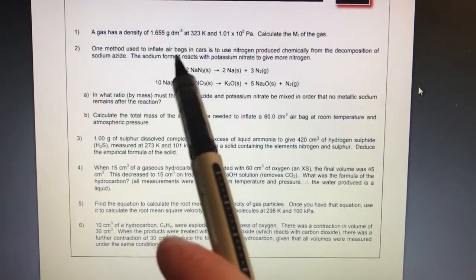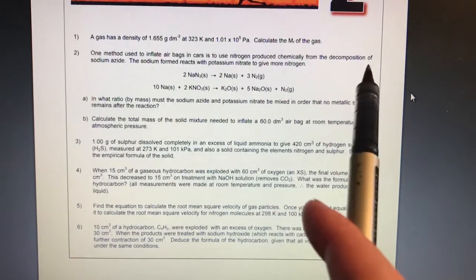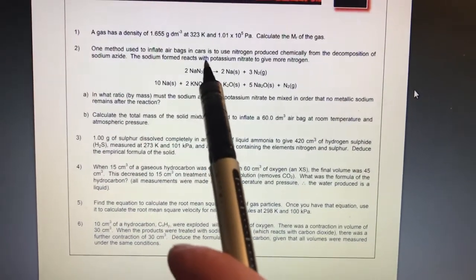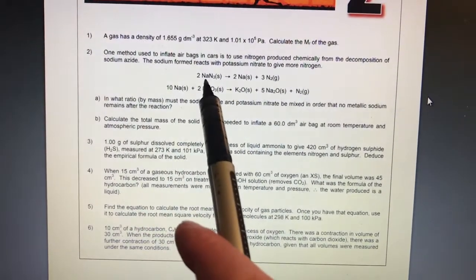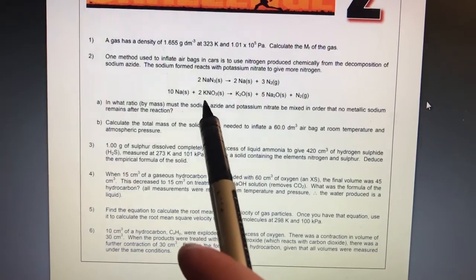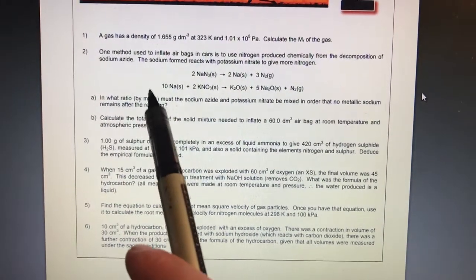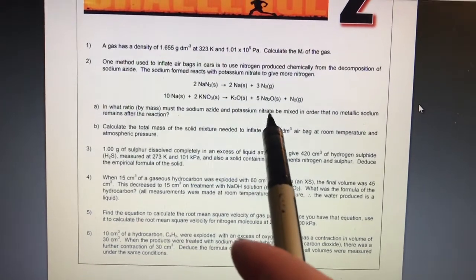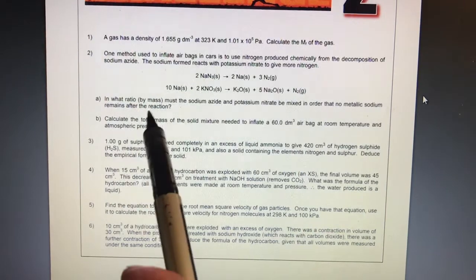One method used to inflate airbags in cars is to use nitrogen produced chemically from the decomposition of sodium azide. The sodium formed reacts with potassium nitrate to give more nitrogen. So this is sodium azide, NaN3, potassium nitrate, KNO3. Question A says, in what ratio by mass, that's important, must the sodium azide and potassium nitrate be mixed in order that no metallic sodium remains after the reaction?